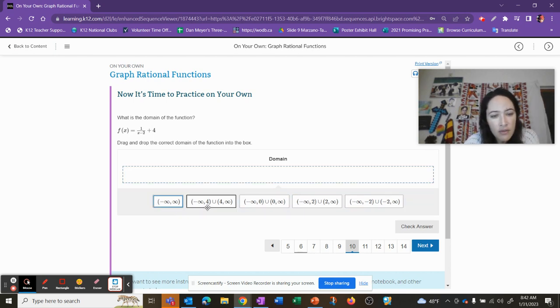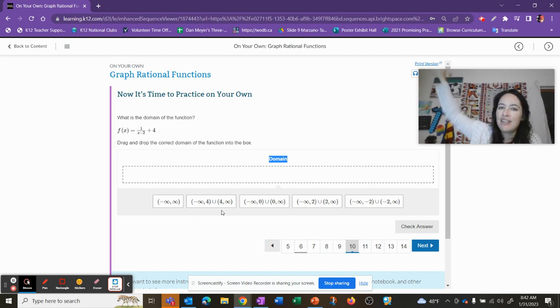Negative infinity to 4. They're checking over here if you think that 4 has to do with domain. That 4 is a shift. That has to do with range. That has to do with our horizontal asymptote, that our output will never quite reach 4. So if this was for range, it would be this one because it wouldn't quite reach 4. Get close to 4 and positive infinity. It'd get close to 4 and negative infinity.